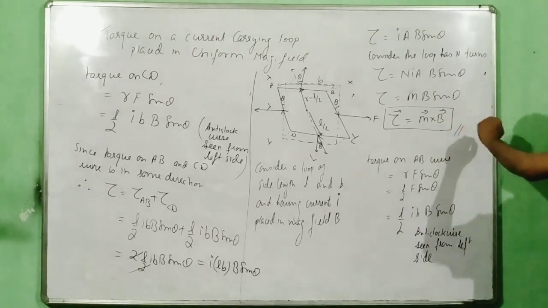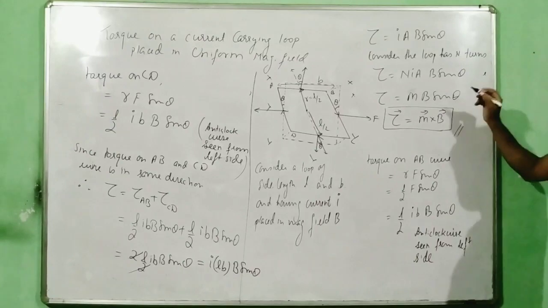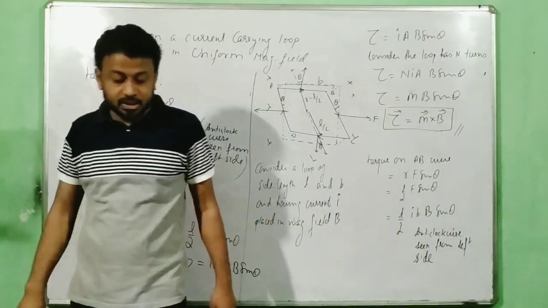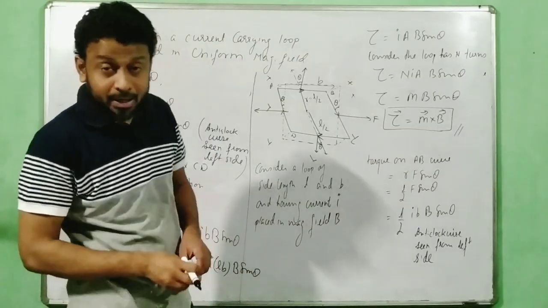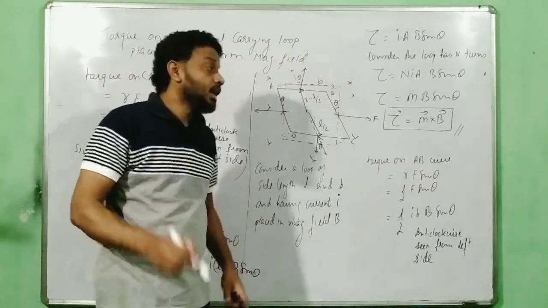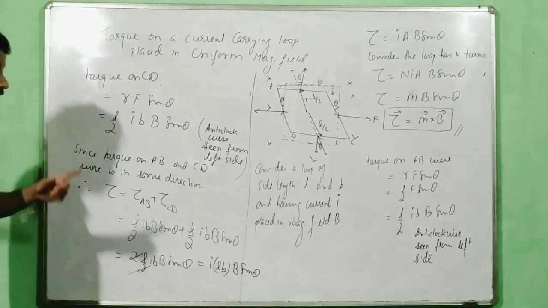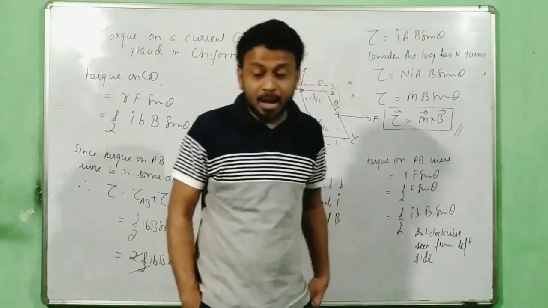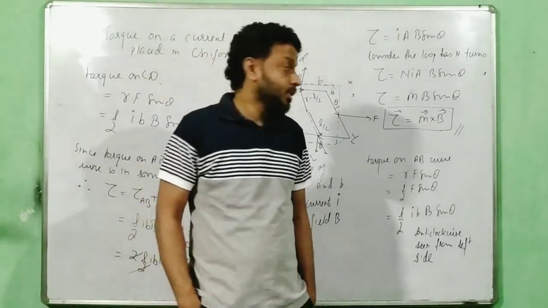M cross B, where theta is the angle, as I told you in the very beginning. Theta is of great importance, where theta is the angle between magnetic moment and magnetic field. And when is the torque zero? Torque is zero when the magnetic moment and the magnetic field are parallel to each other. Okay?